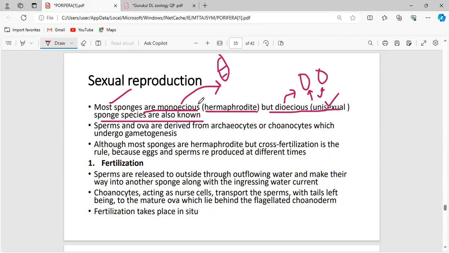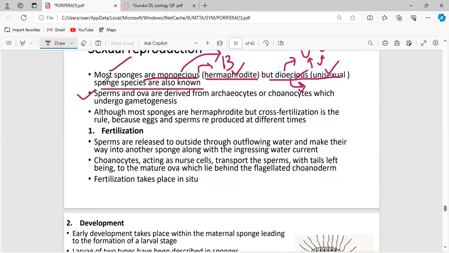In case of monoecious, it is bisexual. See, the terms monoecious, bisexual, hermaphrodite, all the terms are similar. In case of dioecious, the sexes are separate. Here, the sexes are not separate; both are present in the same individual. But here, they are separate individuals. It is said to be dioecious. Clear? Any doubts? No.